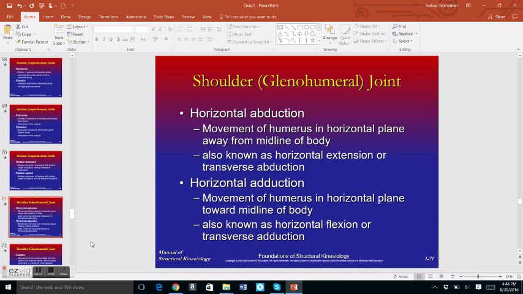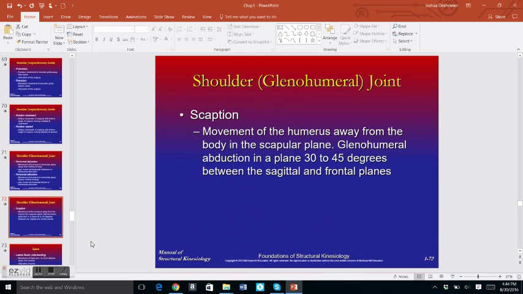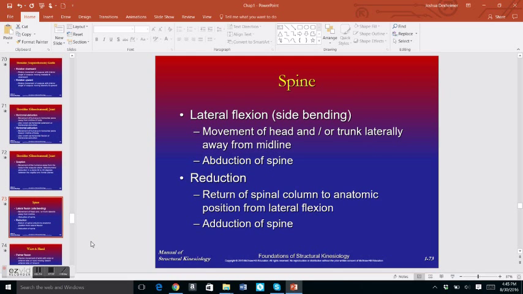You have horizontal abduction, also known as transverse abduction. So I'm on the horizontal plane, moving away from my body. Horizontal adduction, horizontal plane, moving towards the midline of my body. And then scaption is the movement of the humerus away from the body on the scapular plane. GH abduction, I'm playing at 30 to 45 degrees between the sagittal plane. I'm going really fast as I'm voicing over.